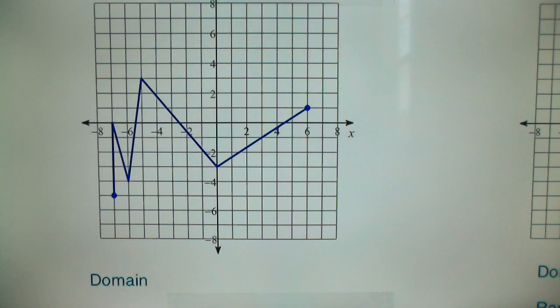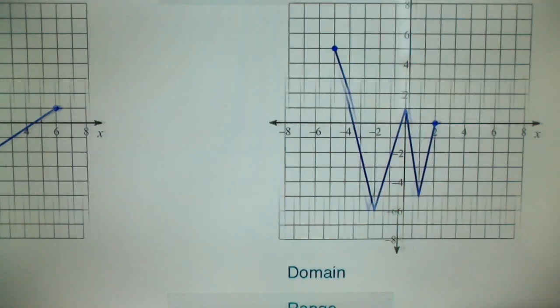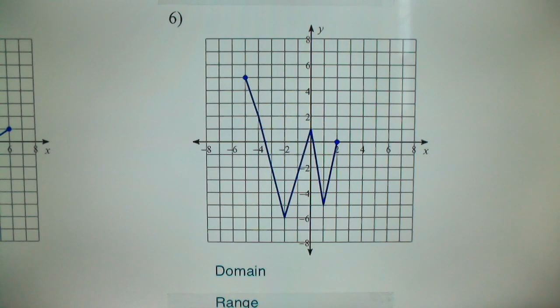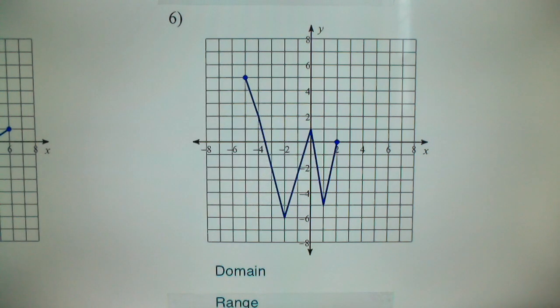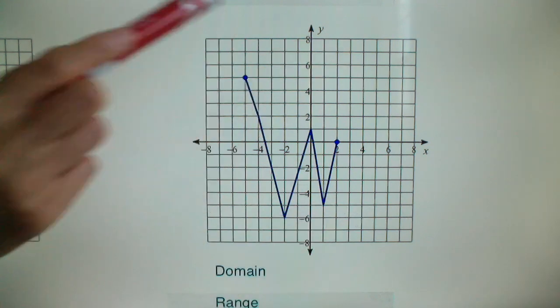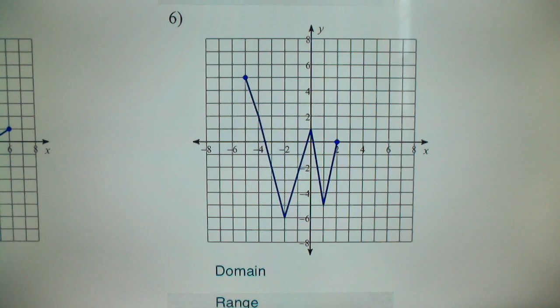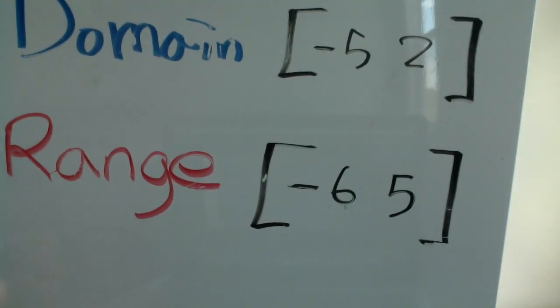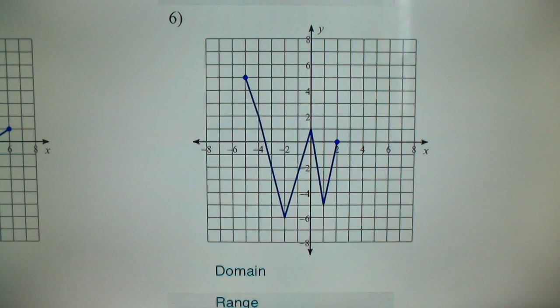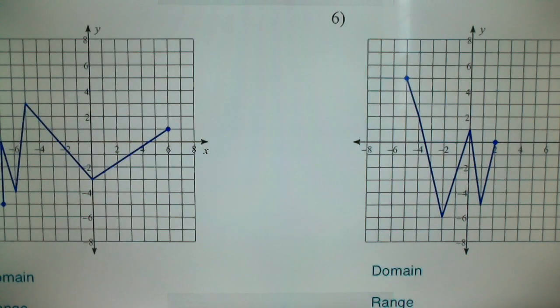Okay. And the next, number 6. Number 6 is -5 to 2, right? And -6 to 5. So here's the answer. -5 up to 2. Here we go. Okay. So both times these are all closed, so we don't need to worry about parentheses.